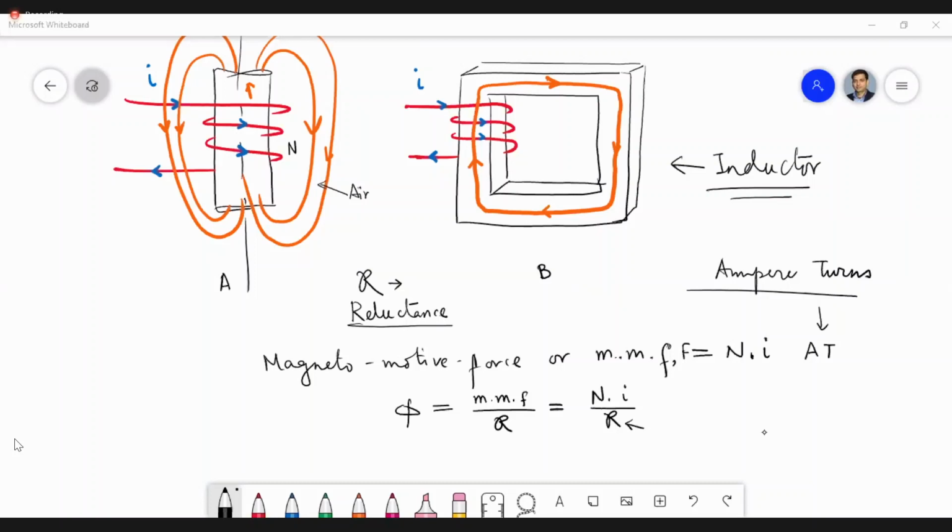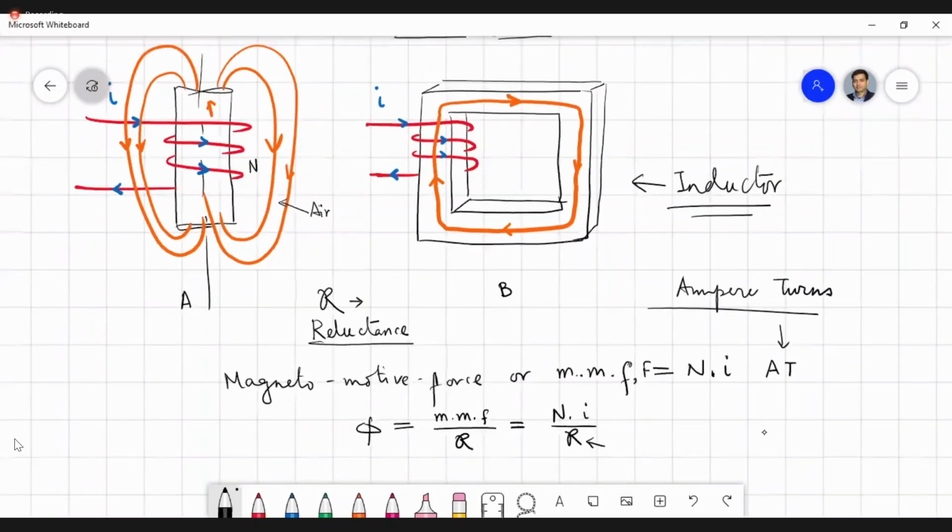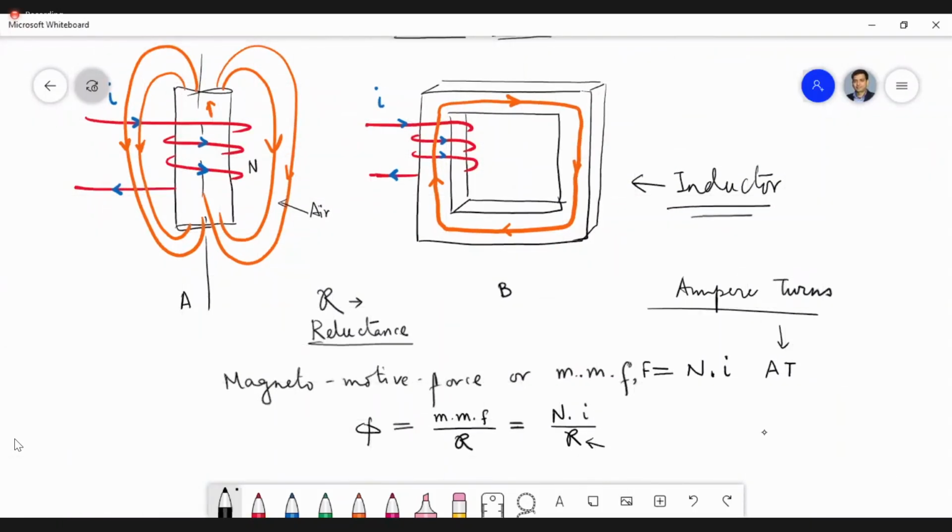Now this is the example of an inductor, because in an inductor we need a coil, and the coil should be wound on a ferromagnetic material, such that when the flux flows through the ferromagnetic material, it finds a complete magnetic path. So this is how an inductor is made.